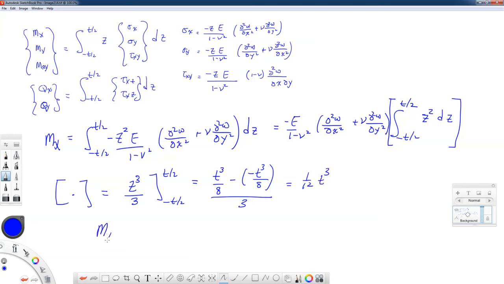So mx is going to be equal to minus E over 1 minus nu squared, t cubed over 12, times the second partial of w with respect to x, plus nu times the second partial of w with respect to y. And again, those could also be written in terms of curvatures if we so desired. Other terms could be written in the same fashion.